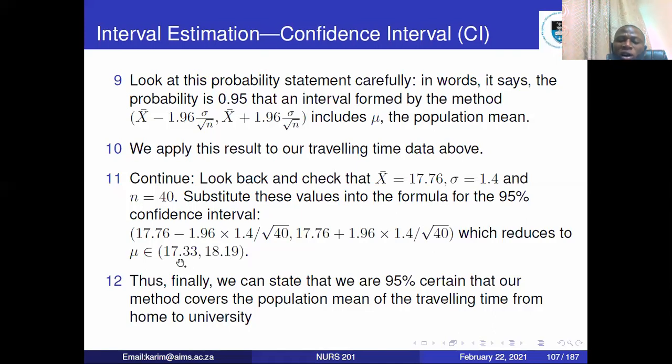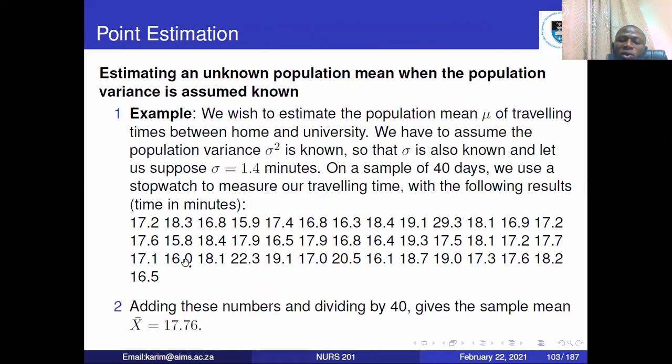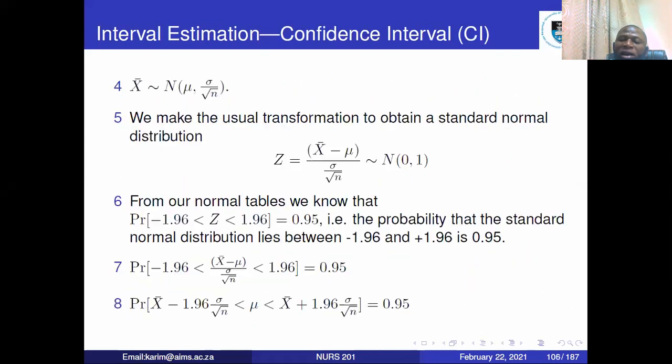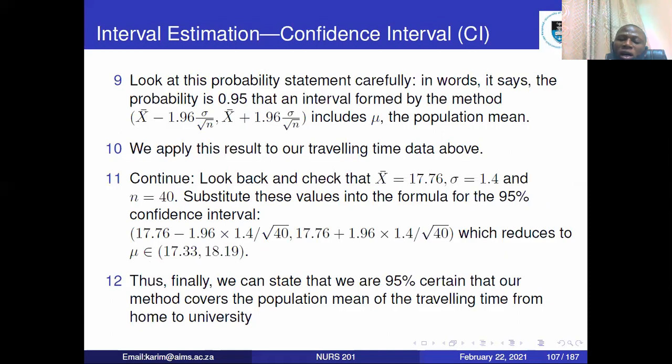So you have to ask yourself, is the mean in the interval? That is what you have to ask yourself. Does this interval contain the mean or not? You can see that the mean is 17.76, and the interval contains the mean because 17.76 is inside the interval here. So the interval contains the true mean. That means that the mean represents the population. If the mean does not represent the population, the confidence interval will not capture it.